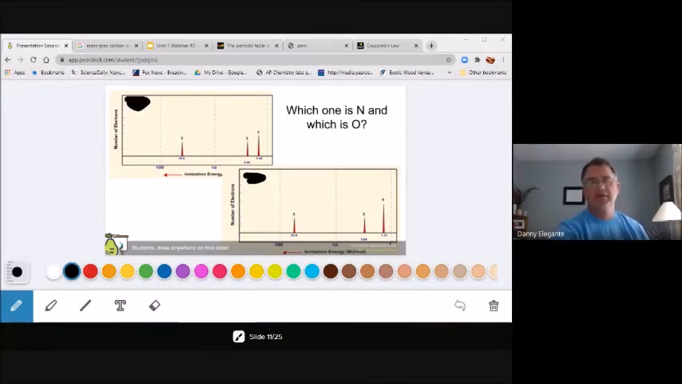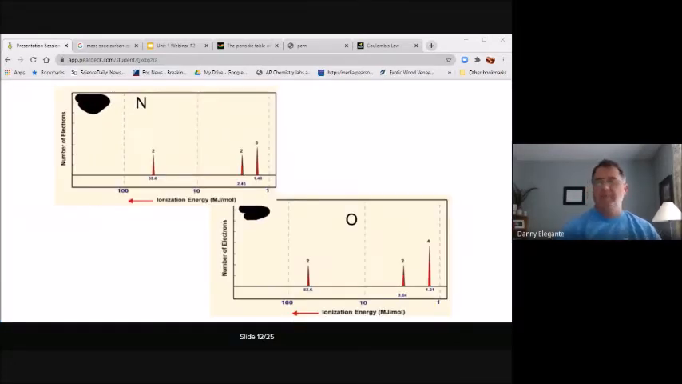So the correct answer there is yes. The one on the top is N, and the one on the bottom is O. And you can do this several different ways. The first way is to say N has 7 electrons. So 2 plus 2 plus 3 is 7. That's one way to do it.